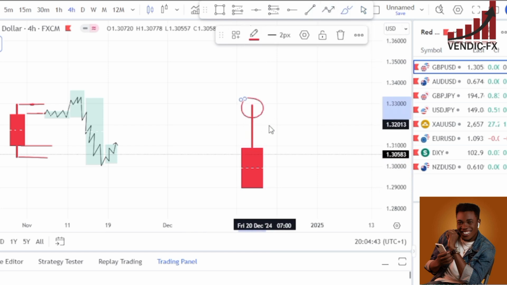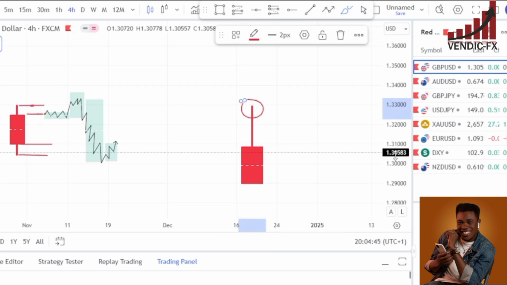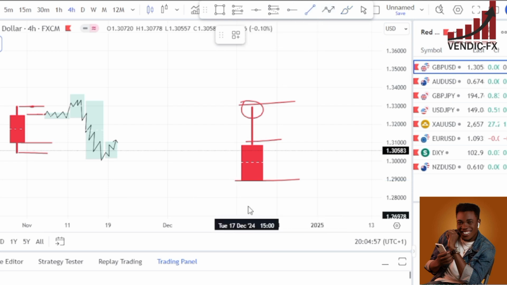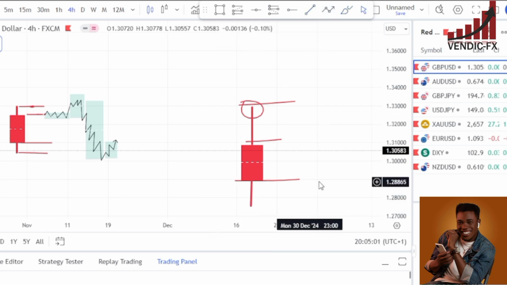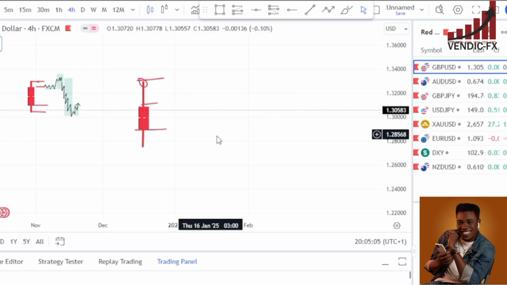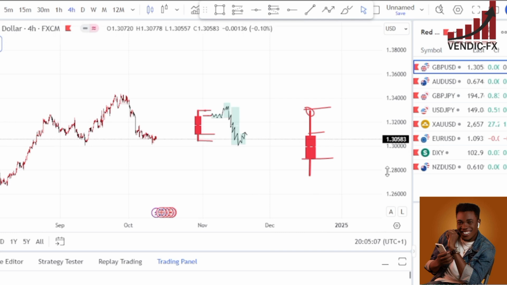That's how this wick is being formed. So in this candle, you have the opening of the day, we have a wick of the day, and this is the body of the day. Probably we might have another wick. Typically, this is how the market is being formed.